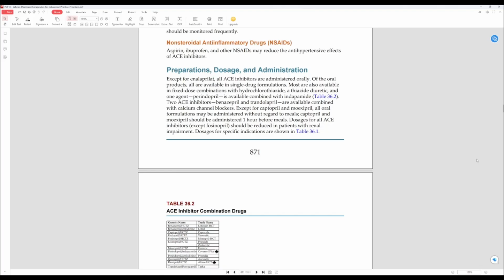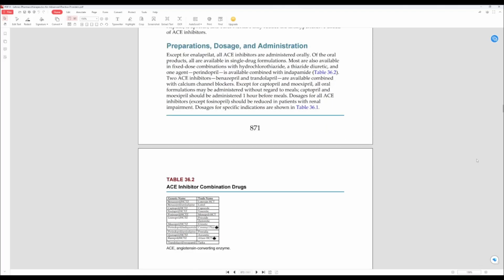So how are they prepared? Your dosage and administration. Except for enalaprilat, all ACE inhibitors are administered orally. Of the oral products, all are available in a single drug formula. Most are also available in fixed-dose combinations with hydrochlorothiazide, a thiazide diuretic, and one agent, perindopril, is available combined with indapamide. Two ACE inhibitors, benazepril and trandolapril, are available combined with a calcium channel blocker.